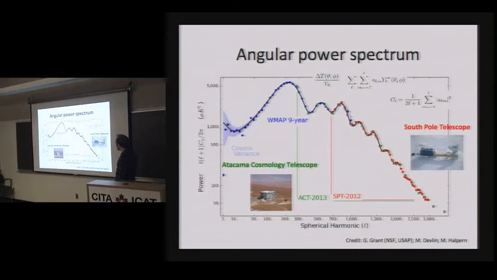Between the two experiments, you can see that we really extend this measurement of these acoustic peaks in the power spectrum down to maybe 8 or 9 peaks. Well, 9 if you split at this point a bit. And these points do all have error bars on them.